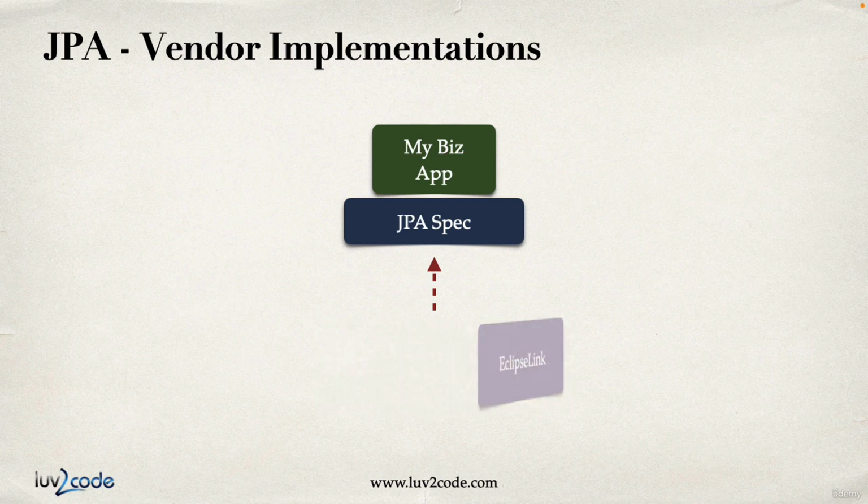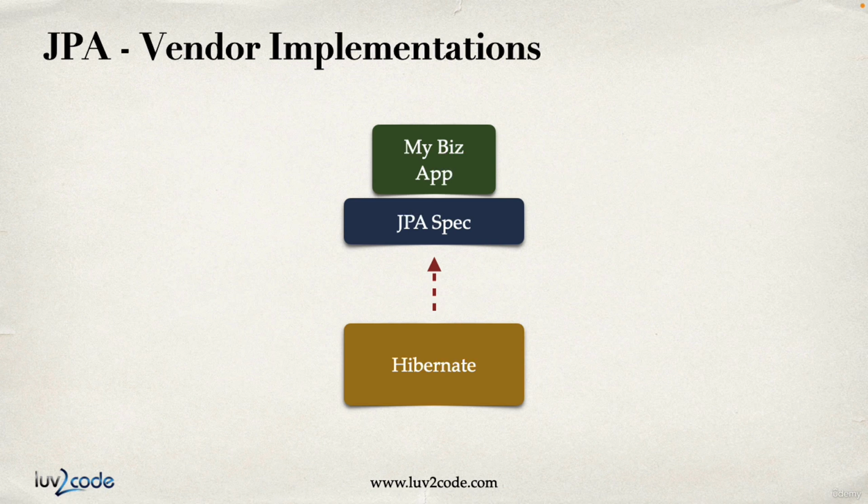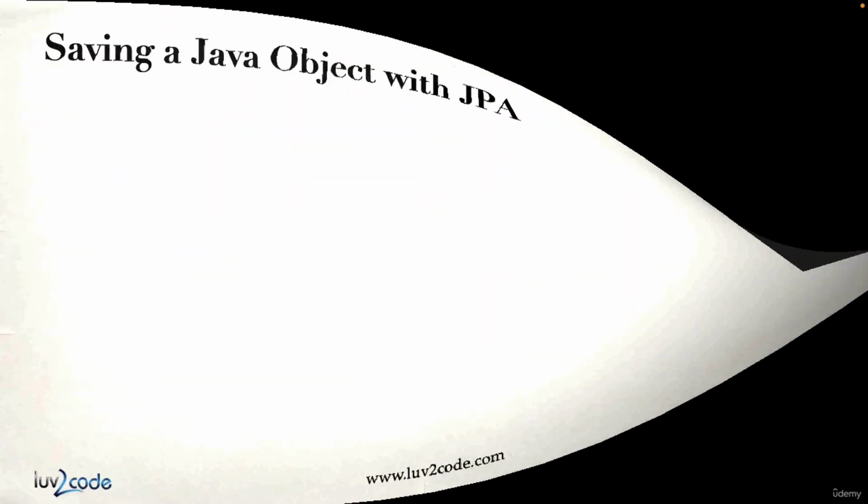Well, we can easily swap in another JPA vendor implementation, and we can swap in Hibernate. And so it's up and running, and we pretty much have minimal code changes to make because we're writing code to the standard specification. We simply have to change our configuration to tell it which vendor implementation to use. And that's basically it. So that's the main advantage here of using JPA, of coding to the standard API for object-to-relational mapping.